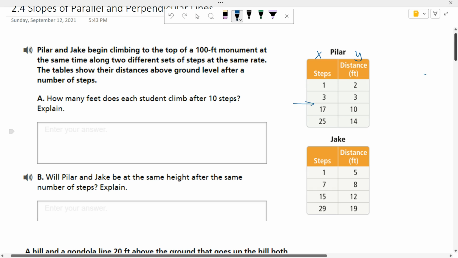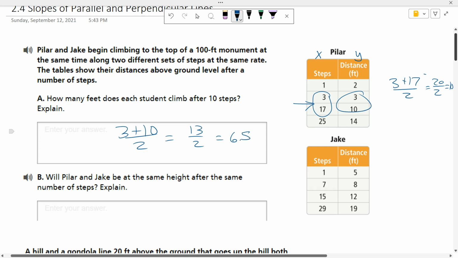After 10 steps, which is right in there, let's take the average of these two. Because the average of these two, 3 plus 17 divided by 2, would be 20 over 2, which is 10. So the average of these two is 3 plus 10 divided by 2, which is 13 over 2, which is 6.5. That person went 6.5 feet. So the average of these two would not be 10. So we can't use that.